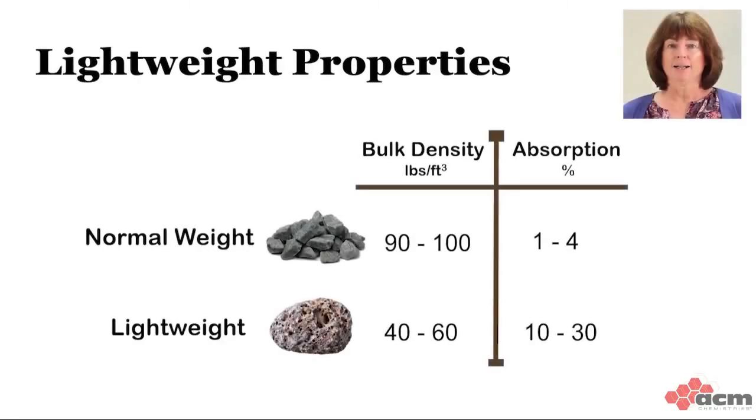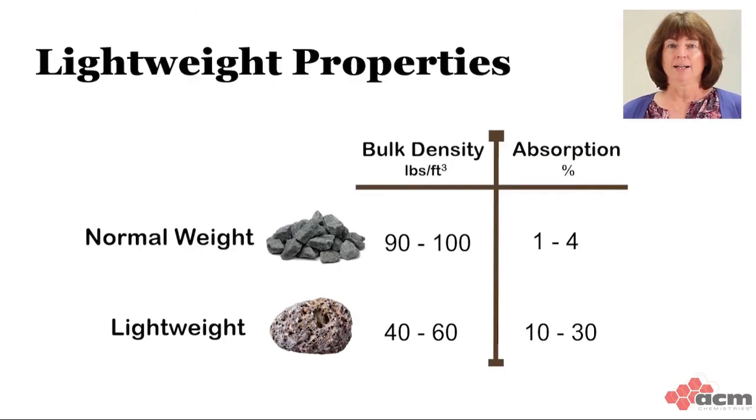So far, we've been talking about regular normal weight aggregates. By normal weight, we just mean that they are typical rocks and stones that are fairly heavy. They have bulk densities of 90 to 100 pounds per cubic foot and lower absorption values that range from less than 1% up to maybe 3 or 4%.